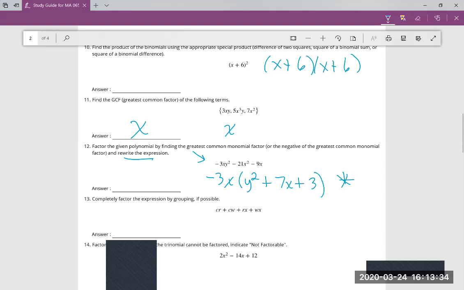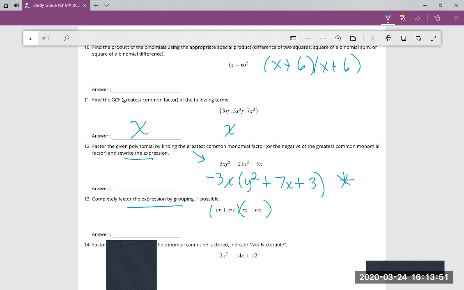Now, when you read the instructions, it's really important when you're taking the module exam to read the instructions, because all it wanted us to do here was find the greatest common monomial factor and then rewrite the expression. That's what your answer should look like. Okay, factoring by grouping.